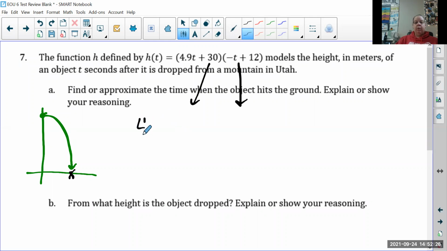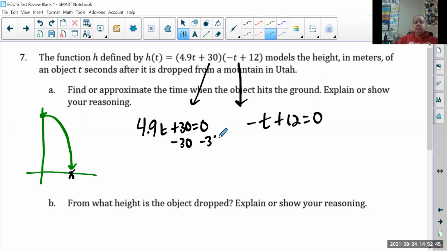So I'm going to put 4.9t plus 30 equals 0, and I'm going to solve that like I'm back in algebra 1, and then negative t plus 12 equals 0 and solve that like I'm back in algebra 1. So for this one I need the 4.9t to be by itself, so I'm going to subtract 30, and you cannot just subtract 30 and say the x-intercept is negative 30. We can't just do the opposite for this one because we have a coefficient here. So the next step, I would divide by 4.9.